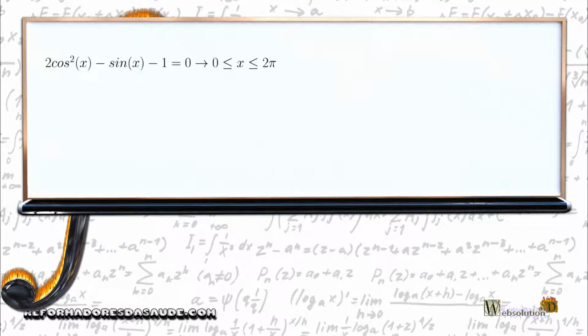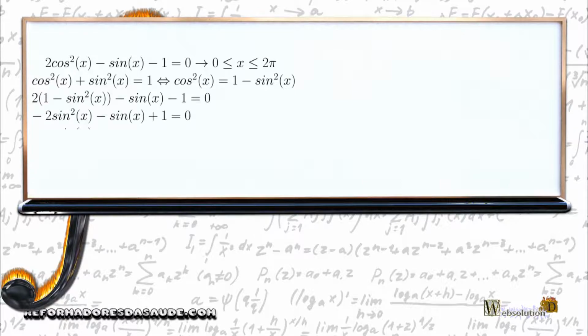For this we have a rule in which cosine squared of x plus sine squared of x is equal to 1. Isolating the cosine squared of x, we can substitute in the equation, and there the cosine disappears. And there we have minus 2 sine squared of x minus sine of x plus 1 equal to 0.